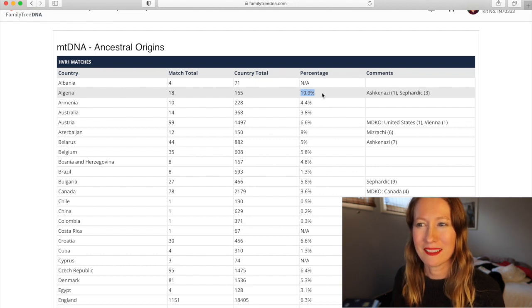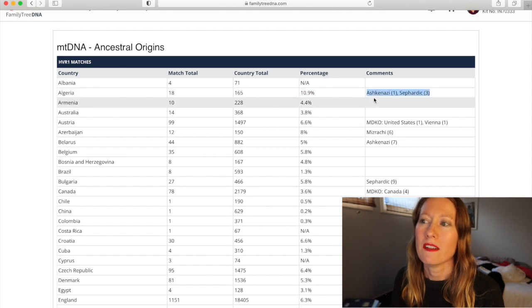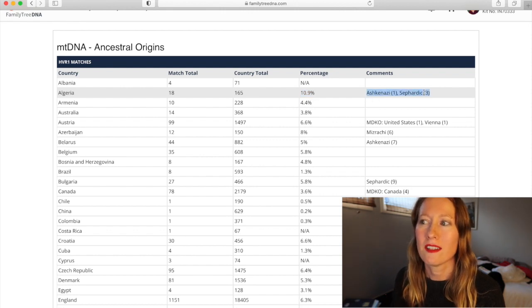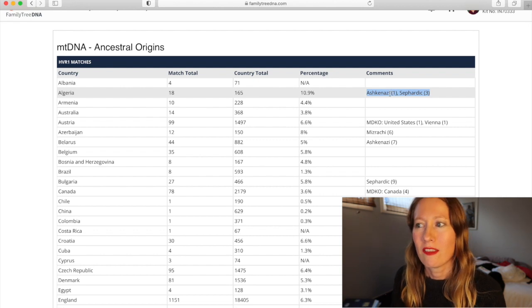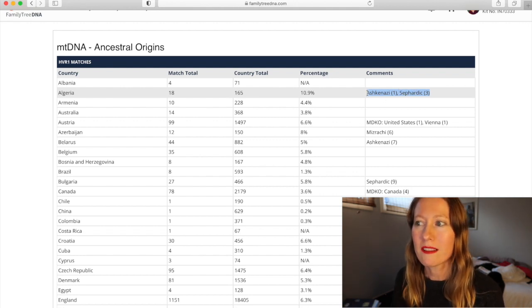Hopefully that's making sense. So it just tells me where other people who have the same haplogroup as me are in the world. This comment section, Ashkenazi and Sephardic here, the comments are added by FamilyTreeDNA staff. They're not added by anybody else. No users can do that. So these are little extras to kind of help you with this.